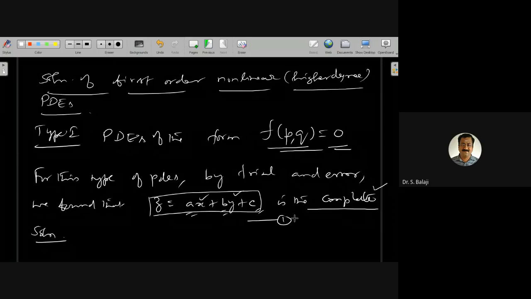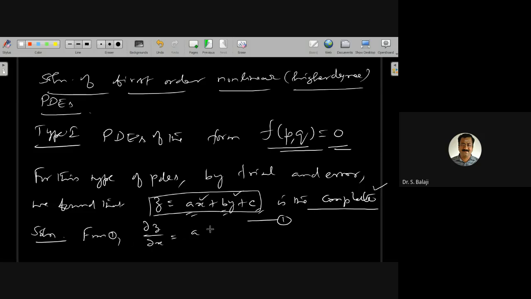Now we differentiate this complete solution with respect to x and y. From 1, ∂z/∂x is what here? a. ∂z/∂y equal to b. This implies p is equal to a and q is equal to b.